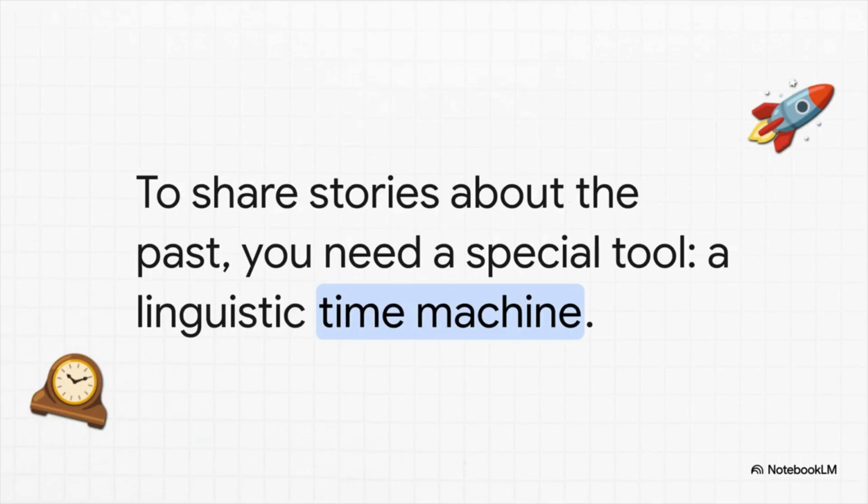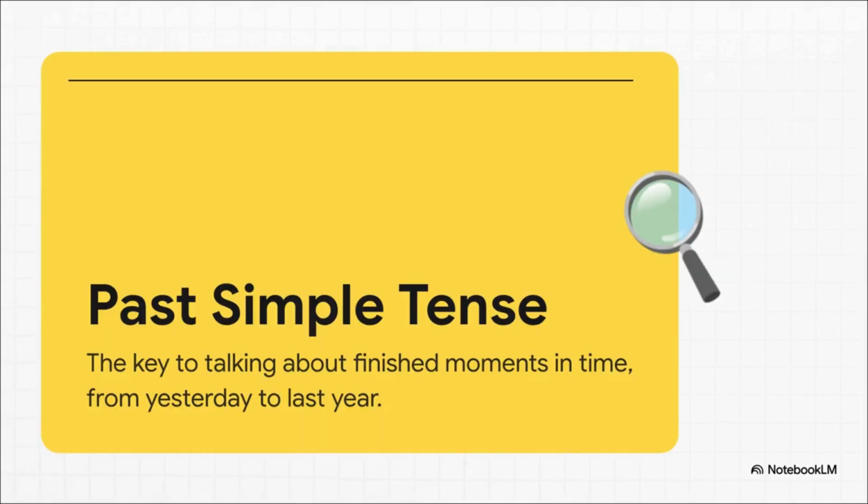Because, you see, to tell those stories, you can't use the language of now. You've got to jump back in time. And to do that, you're going to need a special kind of time machine, a linguistic one. And here it is. This is our time machine. It's called the past simple tense.